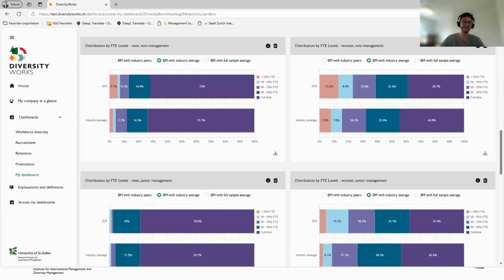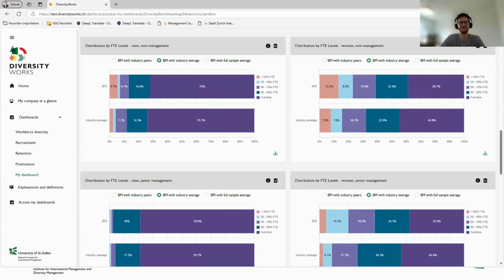When we look at the men's distribution, however, we see that those with an FTE below 80%, which is not much, but still they will have problems to reach junior management positions if they don't change their FTE, because here the share is very, very low.